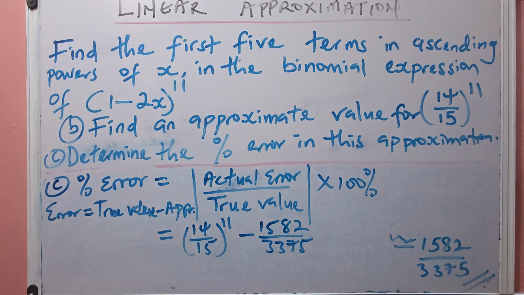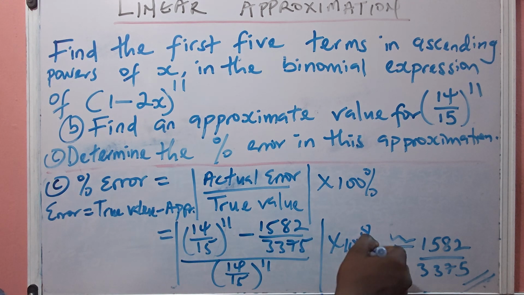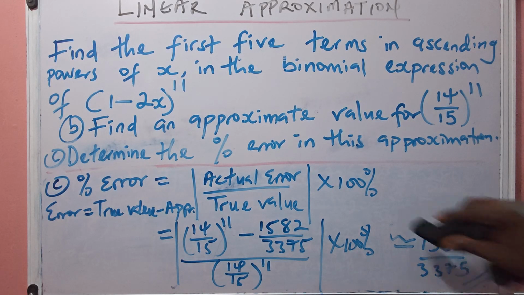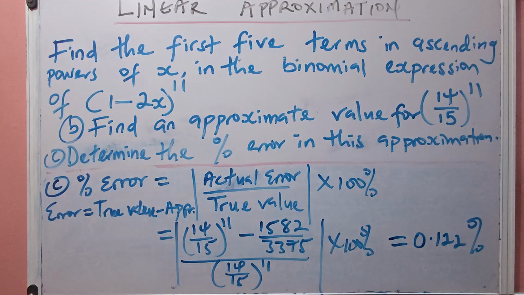So fix this up here. The true value obviously will be what you press on your calculator, and then you have your absolute value times 100%. All right. So this is how you solve for your percentage error. So if you press all this on a calculator, you should arrive at a final answer of 0.122 percent. All right. So that'll be all for this particular question.